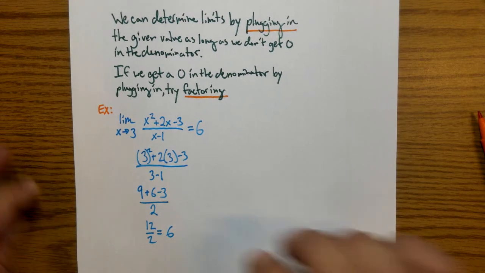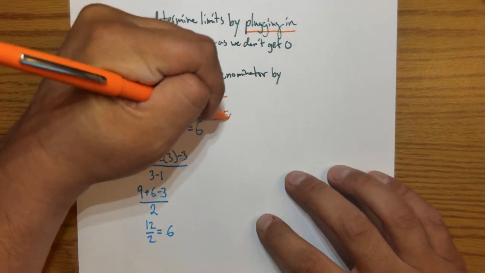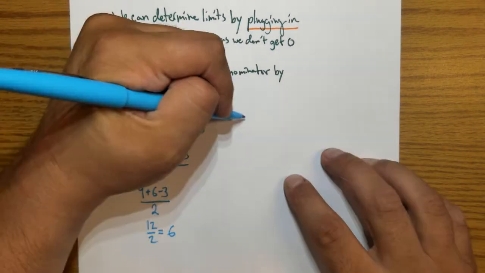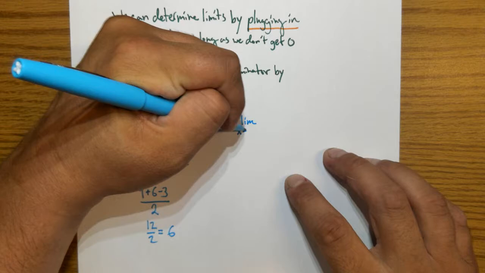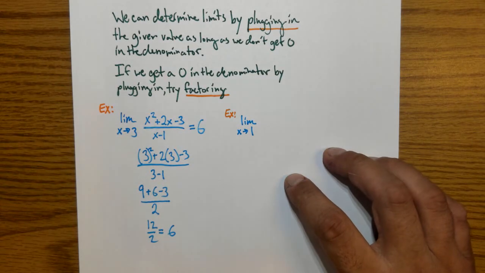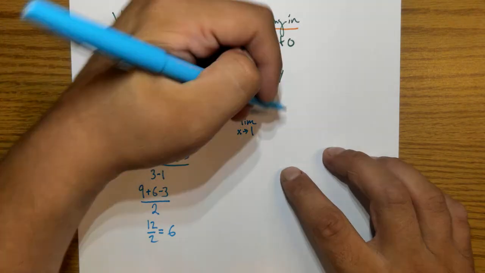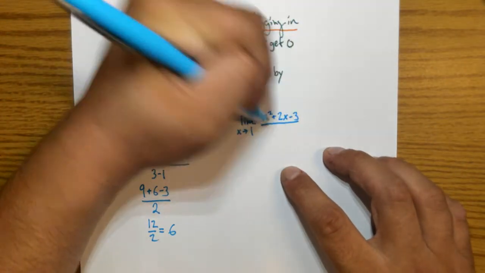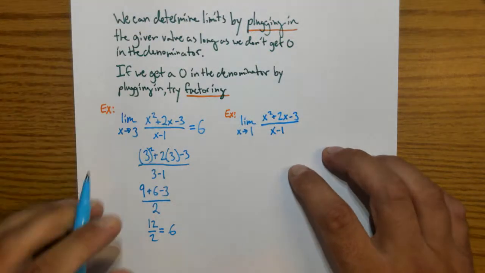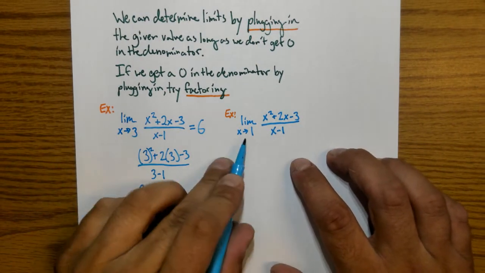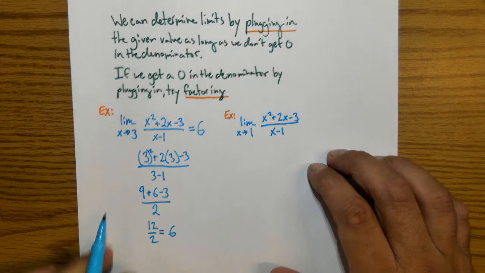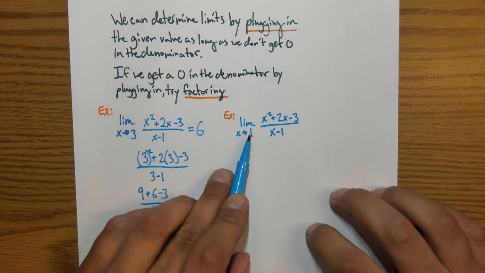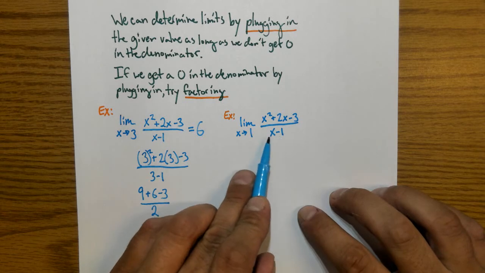What if, though, we plug in a value and we get 0 in the denominator? So what if we take this same function, but instead of trying to find the limit at x equals 3, I want to try to find the limit as x approaches 1 of x squared plus 2x minus 3 over x minus 1. So notice right away that if I plug in 1, and you always want to plug it in first, see what you get, right? Or just do it in your head if you can. In this case, it's pretty easy to see. If I plug in 1 for x, it's going to be 1 minus 1. That's going to give me a 0 in the denominator.